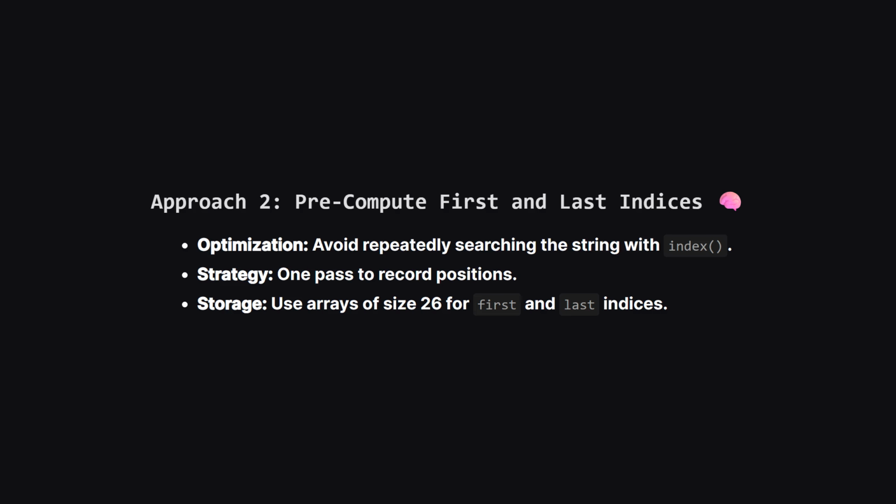Now the first approach works well, but repeatedly searching the string with index inside a loop technically costs us some time. We can optimize this with the second approach: pre-compute first and last indices. Instead of scanning the string over and over, we scan it just once at the start. We'll keep track of where we first see each character and where we last see it. Since we're dealing with lowercase English letters, simple arrays of size 26 will do the trick perfectly.